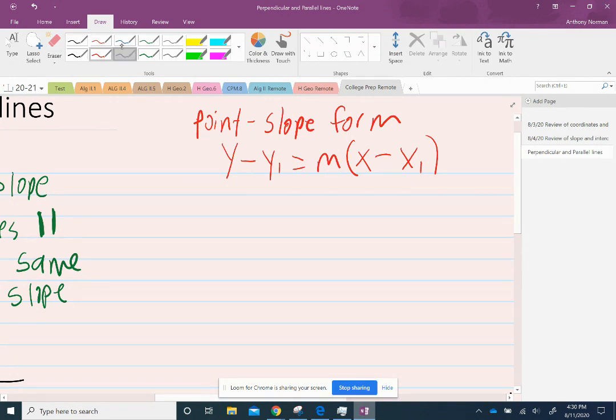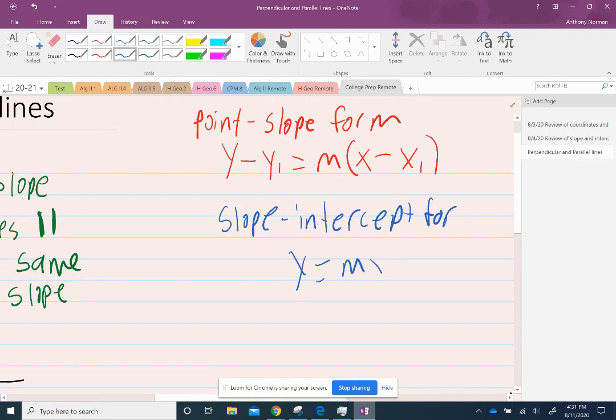Remember our slope-intercept form, or the form we are most comfortable with, is y equals mx plus b. Notice we have y, m, x, and x. This part and this part are going to create our b.